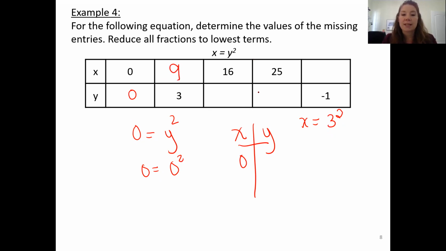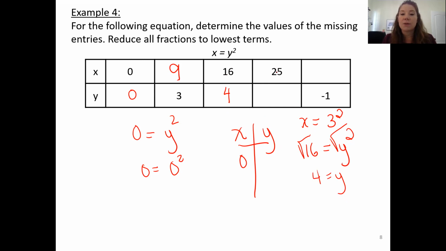3 squared is 9. So now we're going to substitute 16 for x. 16 is equal to y squared. In other words, what number times itself is 16? The answer is 4. In other words, the square root, so basically we're finding the square root of both sides. The square root of y squared is y, square root of 16 is 4.